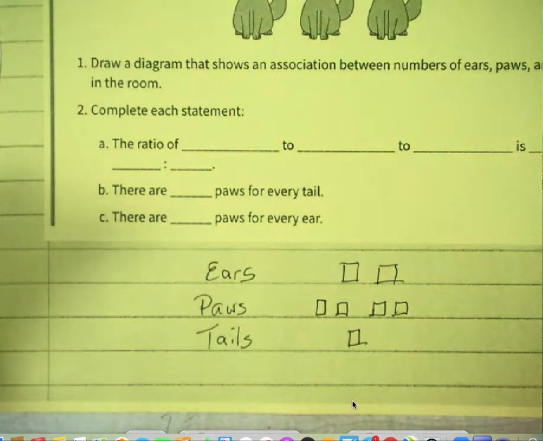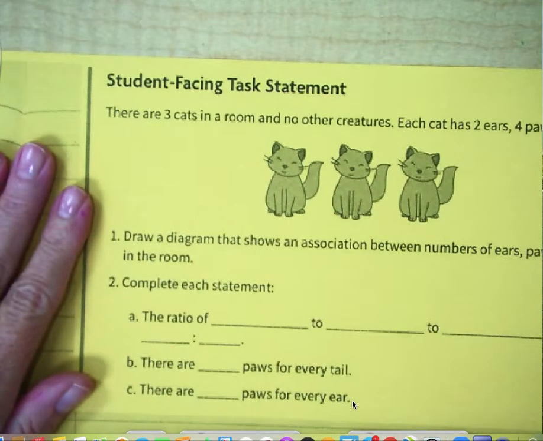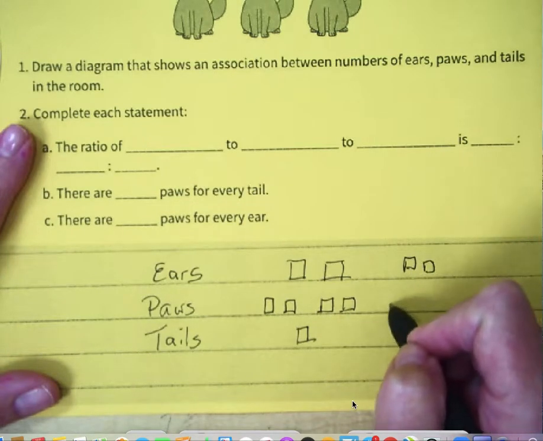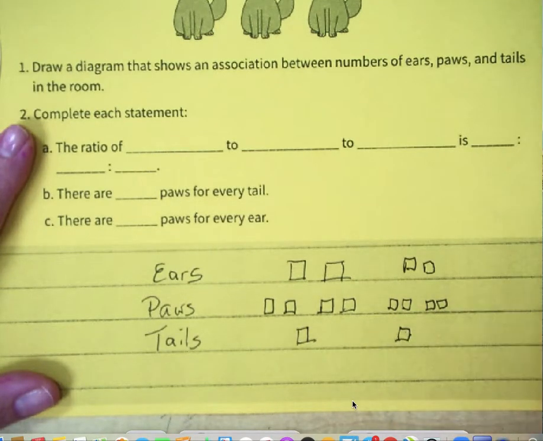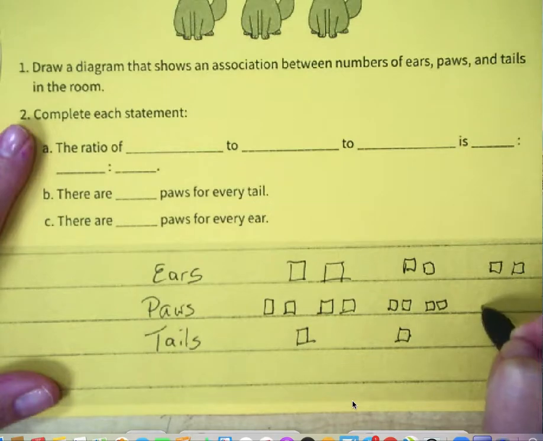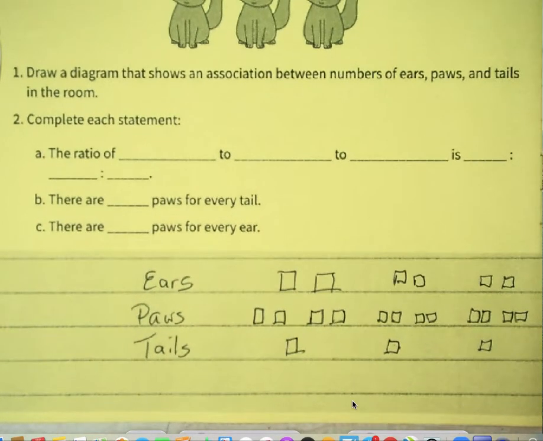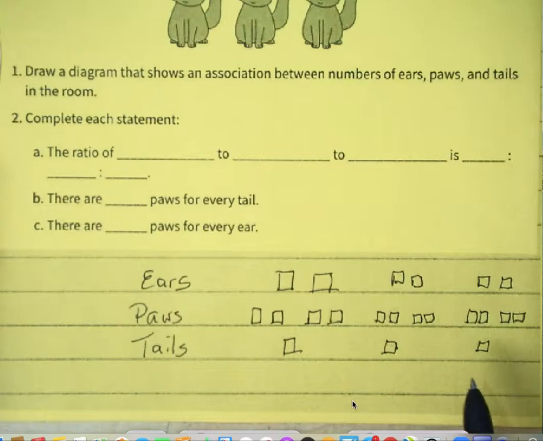Okay, so how many times will I need to represent this? Well, how many cats did I have? So I need to represent it 3 times. I only have it represented once. Okay, so there's 2 times. And I apologize for my artistry or lack thereof. Okay, so there's the 3 cats. Now, since we've got our diagram done, it should be very easy to pick up our information. The ratio of ears, how many ears?